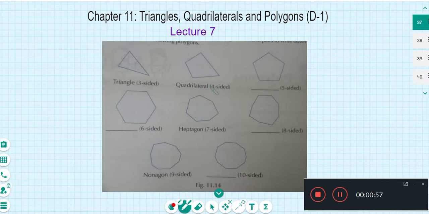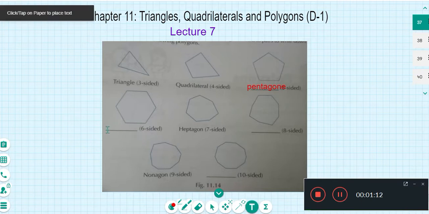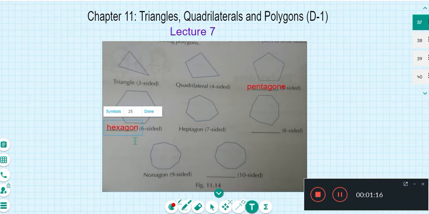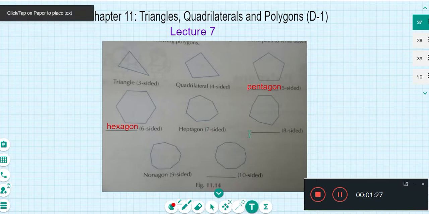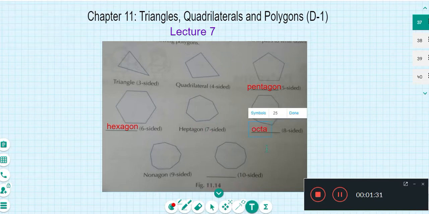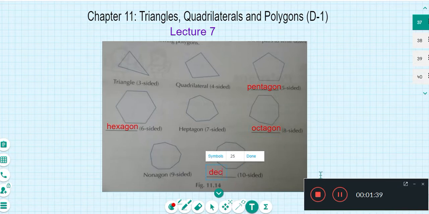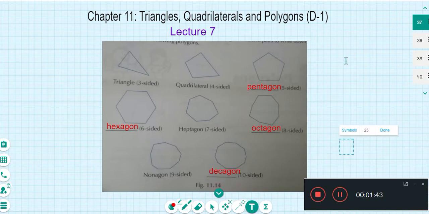So it's a triangle, quadrilateral, or 4-sided polygon, and 5-sided polygon is known as pentagon. Whereas 6-sided is known as hexagon. Seven-sided heptagon and 8-sided octagon. Then 10-sided decagon. So we have studied about some different types of polygons.